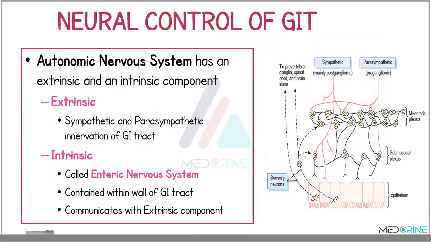In the gastrointestinal tract, we have a neurocontrol that is as a result of the autonomic nervous system, which has extrinsic and intrinsic components. The extrinsic component of the autonomic nervous system that supplies the gastrointestinal tract is the sympathetic and parasympathetic innervation. And the intrinsic system of the autonomic nervous system that supplies the gastrointestinal tract is called the enteric nervous system. This enteric nervous system is contained within the wall of the gastrointestinal tract and communicates with the extrinsic component.